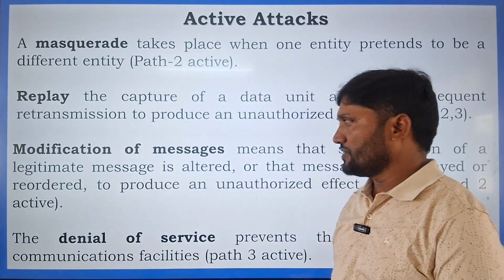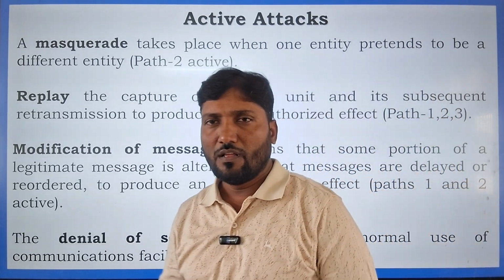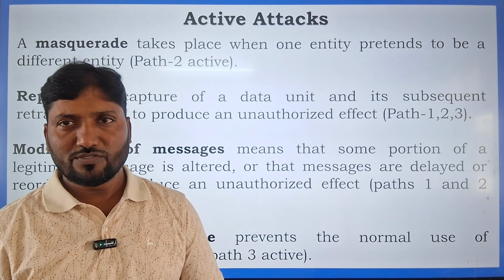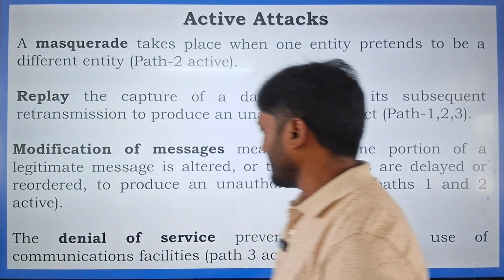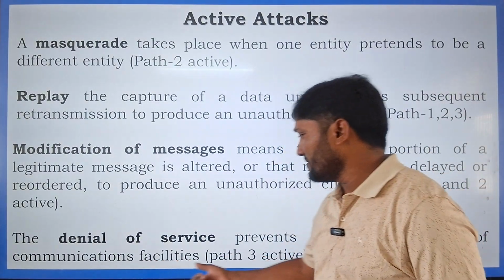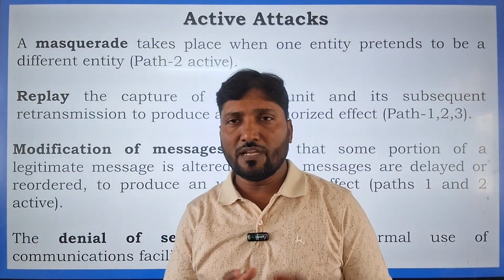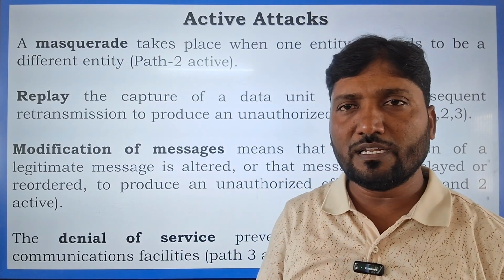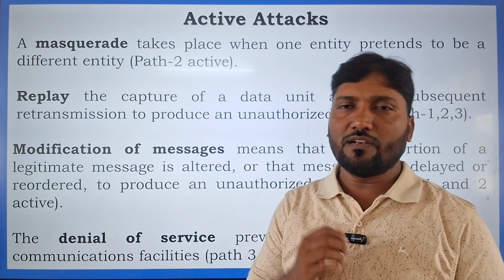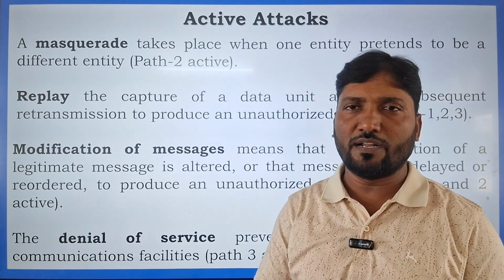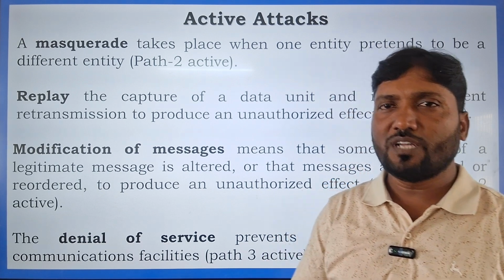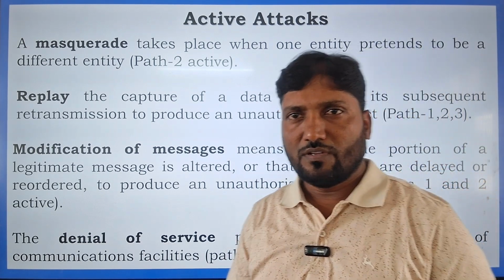What is the modification? You can modify the data, and you can add some more information to it. And what is the denial of service? It prevents the normal use of communication facilities. That means if there is any communication, you can simply deactivate the communication between the sender and receiver. After that you can capture the data or send particular data to the receiver as well as the sender. So these are the 4 types of active attacks.